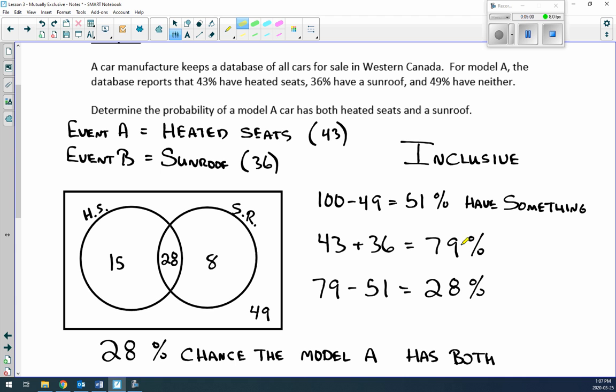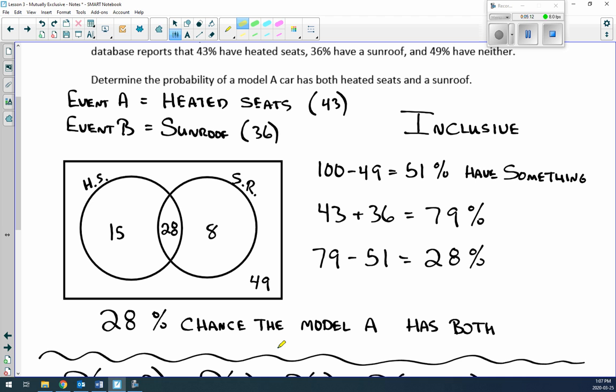Remember, that's the heated seats, right? That's the heated seats. That's the sunroof. So equals 79. So when we subtract those two, the 79 minus the 51, 28%. So 28% have a chance, the Model A has both. So the 28 goes in the center. Well, then you can figure the rest of this out, right? The 15 and the 28 total up to the heated seats, and the 28 and the 8 total up to the sunroof. And then you can figure out, well, the 49, right, is they have nothing over here.